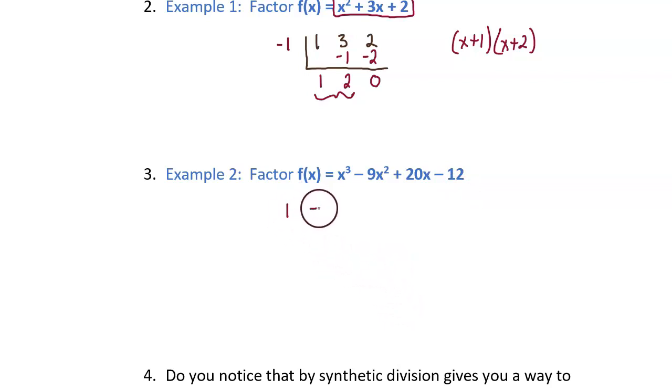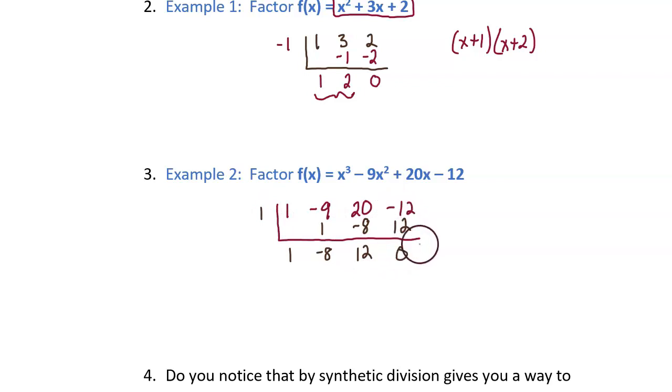1 from the x cubed, -9 from the x squared, 20 from the x, and then the -12. I did not need any placeholder zeros this time. There were no missing terms. Now I want to divide in a number that I think is a 0 of that function. I don't know what to use. I'm going to try 1 and just see what happens. Bring the 1 down. 1 times 1 makes 1. -9 plus 1 is -8. -8 times 1 is -8. 20 plus -8 is 12. And 1 times 12 is 12. And adding these together, hey, it's 0.